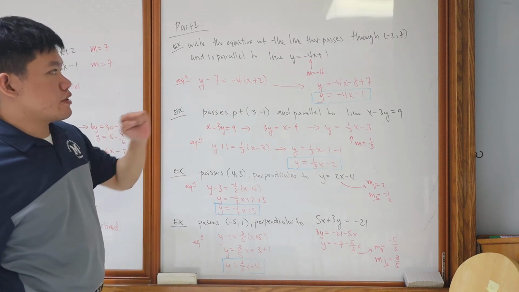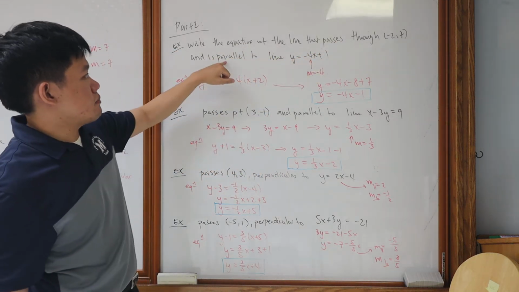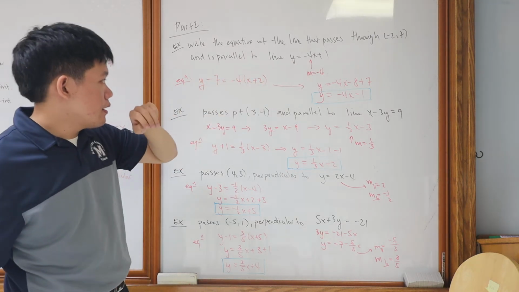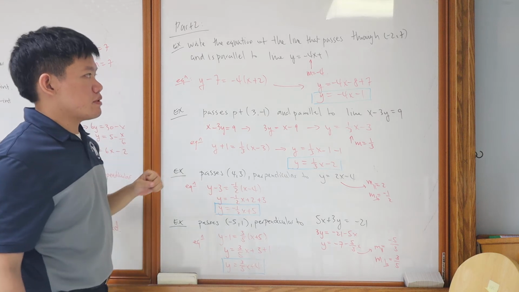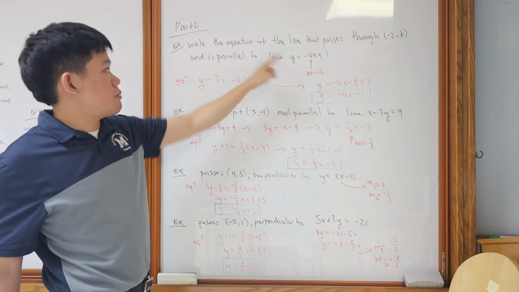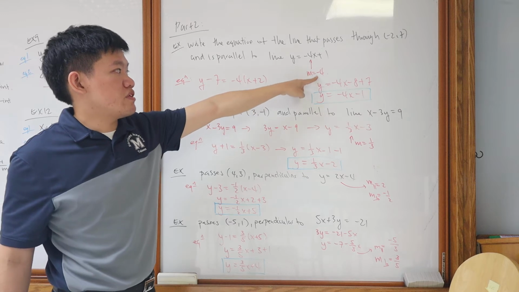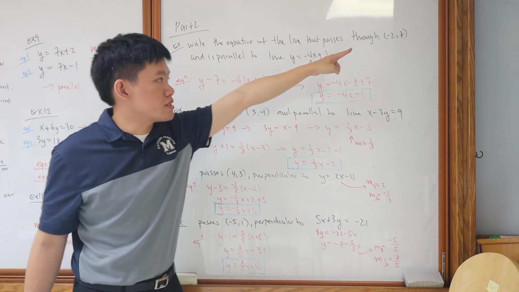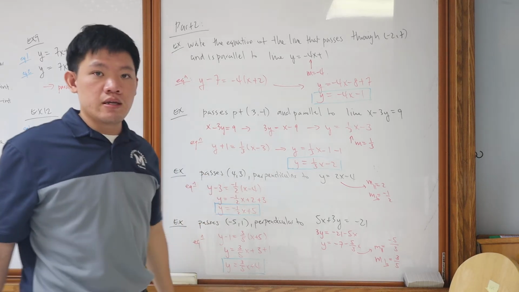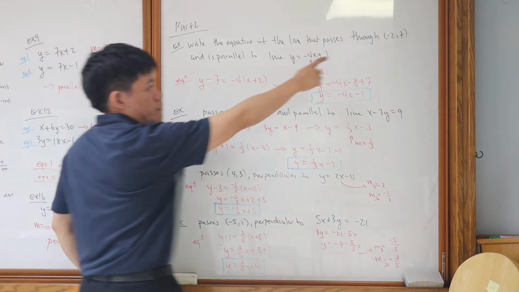So the first thing we're going to do is read the question carefully. It passes through the point (-2, 7) and it's parallel to the line y equals negative 4x plus 1. From here, what you have to remember is that from the slope-intercept equation for the line we're parallel to, my slope is negative 4. So we're going to use this information, and we also know a point. We can come up with an equation using point slope form. So plug in my point, because it has to go through this point, right?